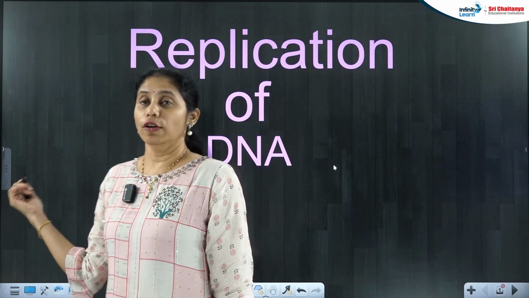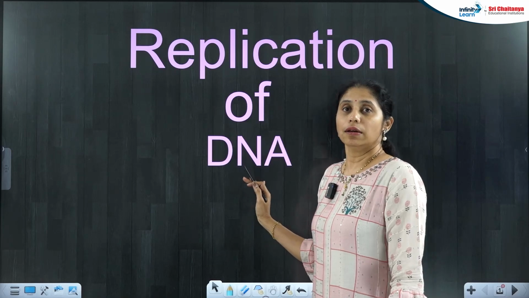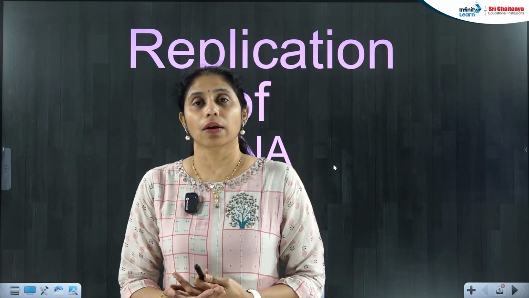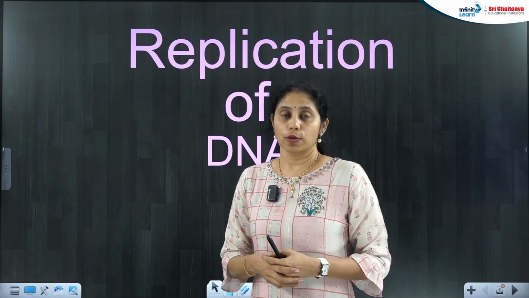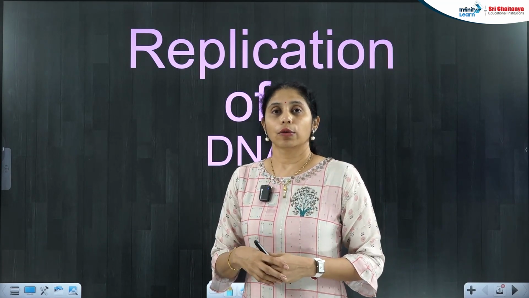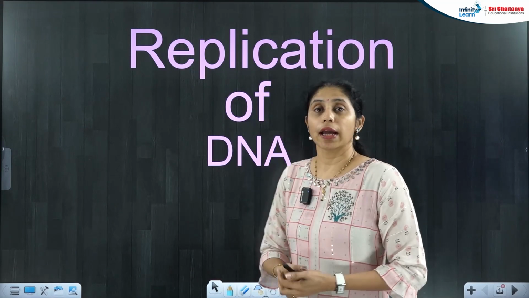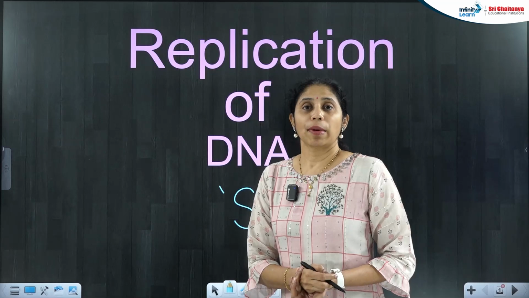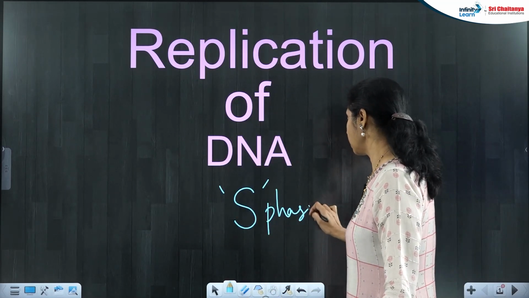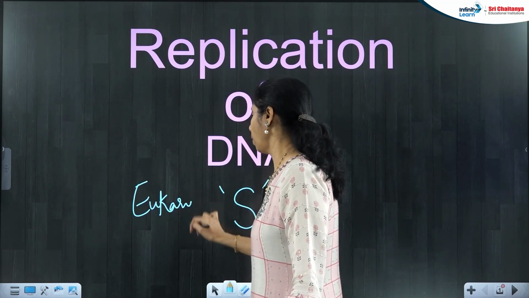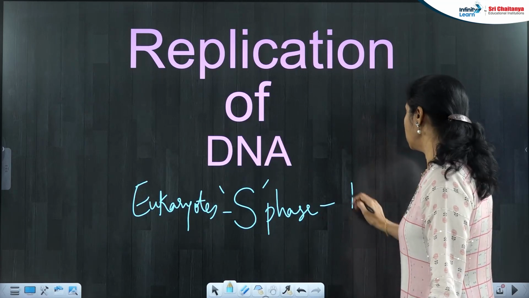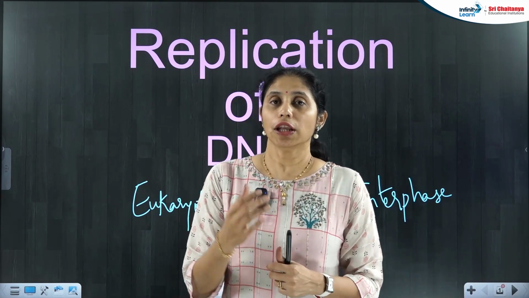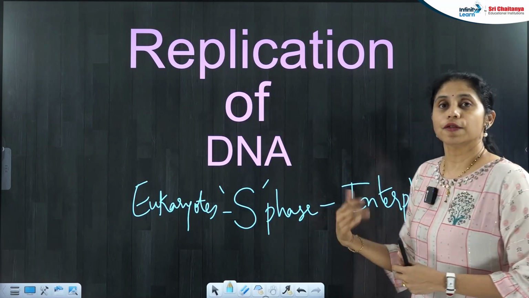You can see here, this is the replication of DNA. How does the DNA present in all the cells replicate during cell division? Prokaryotes, like bacteria, undergo DNA replication, and they have only one chromosome, a circular DNA, that also will undergo replication. In eukaryotes also, DNA replicates in a particular stage of the cell cycle, that is S phase. But this S phase is a subphase of the interphase in the cell cycle. So the replication of DNA in eukaryotes occurs in the S phase of the interphase of cell cycle.